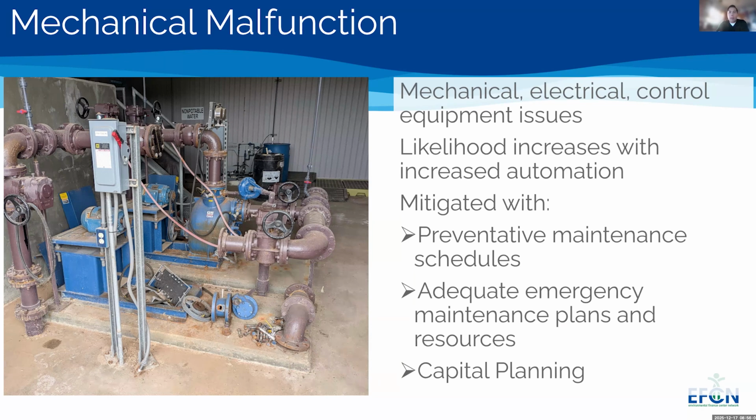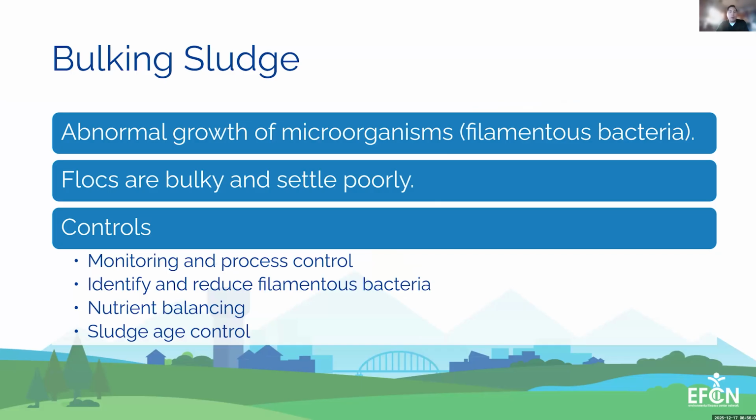Okay, so let's go into some of the biological abnormal conditions now. A common issue that we tend to see is sludge bulking. This refers to the abnormal growth of microorganisms, specifically our filamentous bacteria, in the activated sludge floc. This causes the floc to become bulky, inefficient, and difficult to settle. This can also result in poor wastewater treatment performance, such as reduced removal of organic matter, nutrients, and suspended solids.